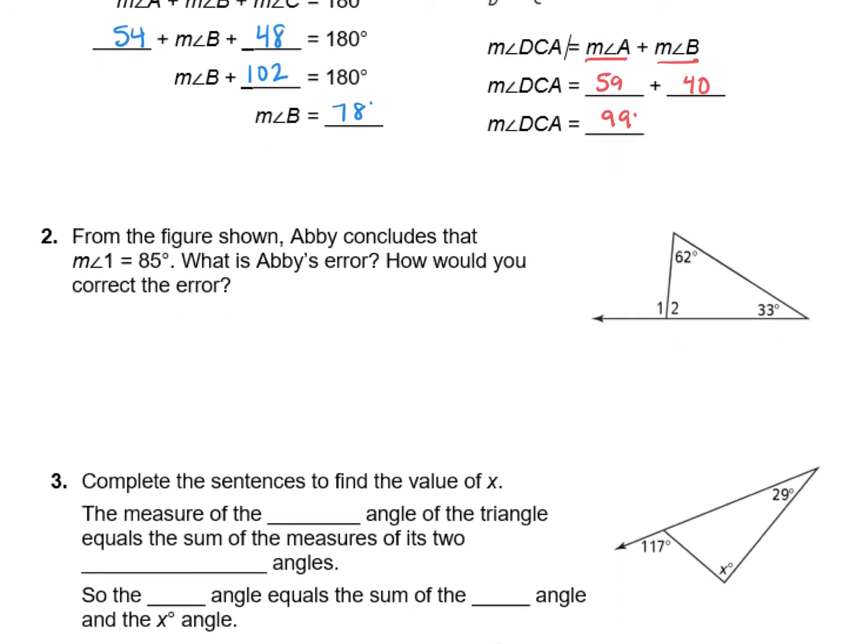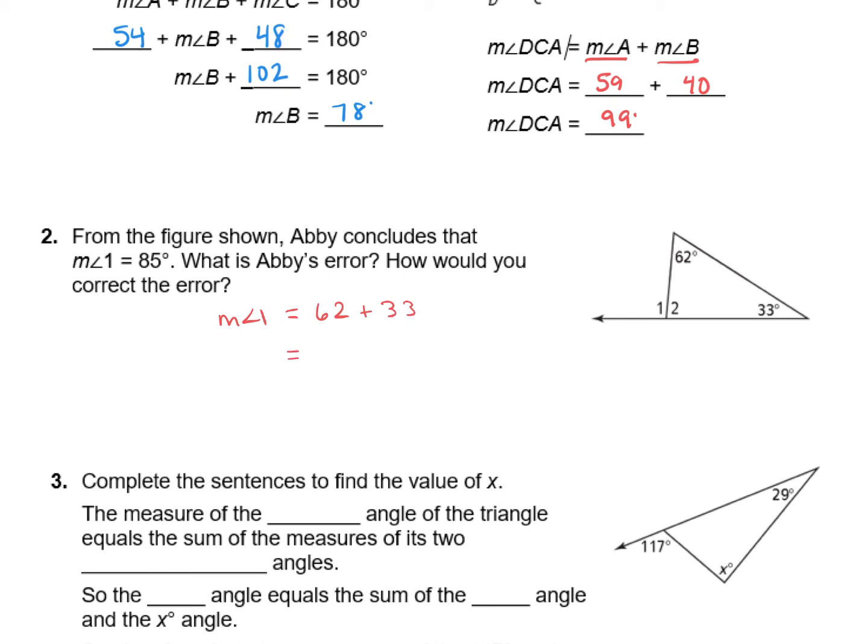All right, so from the figure shown, Abby concludes that the measure of angle 1 is 85 degrees. What is Abby's error? How would you correct the error? So first of all, let's just figure out what we think the measure of angle 1 is. Angle 1 is an exterior angle, so we know it's equal to the sum of the remote interior angles. So the measure of angle 1 is equal to 62 plus 33.